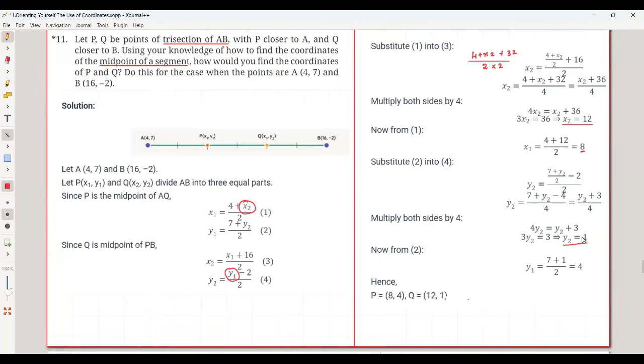Now we have got all the values x1, y1, x2, y2. Hence point P is x1 comma y1, which is 8 comma 4. Point Q is x2 comma y2, which is 12 comma 1. Okay, we got the points.